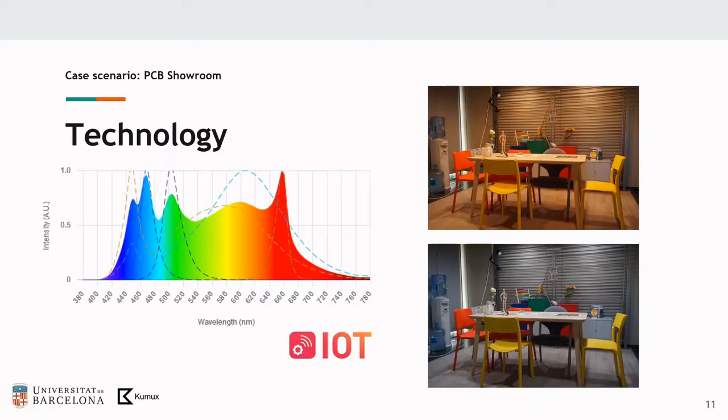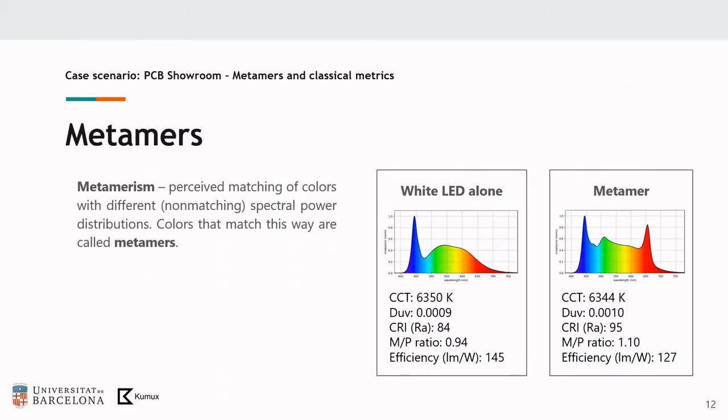Nowadays in the market we can find a lot of different fixtures with more than 2 channels. Here I present you a system we have installed on the showroom in the Barcelona Science Park, that is composed by 5 different LEDs: red, green, blue, warm white, and cool white. We can create different light scenes, taking into account a lot of different colorimetric, non-visual, and power parameters.